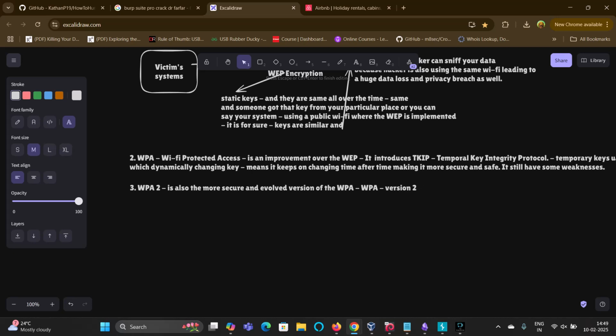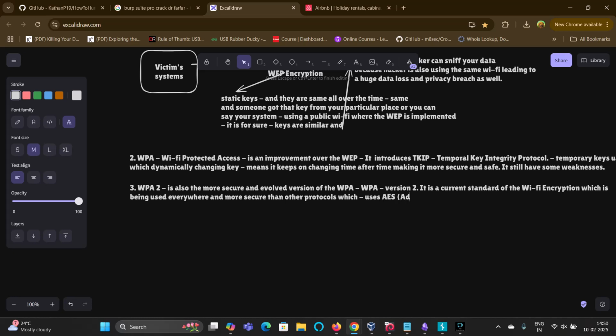of the Wi-Fi encryption, which is being used everywhere, and more secure than other protocols which we have discussed yet. And this particular WPA2 uses AES, guys.